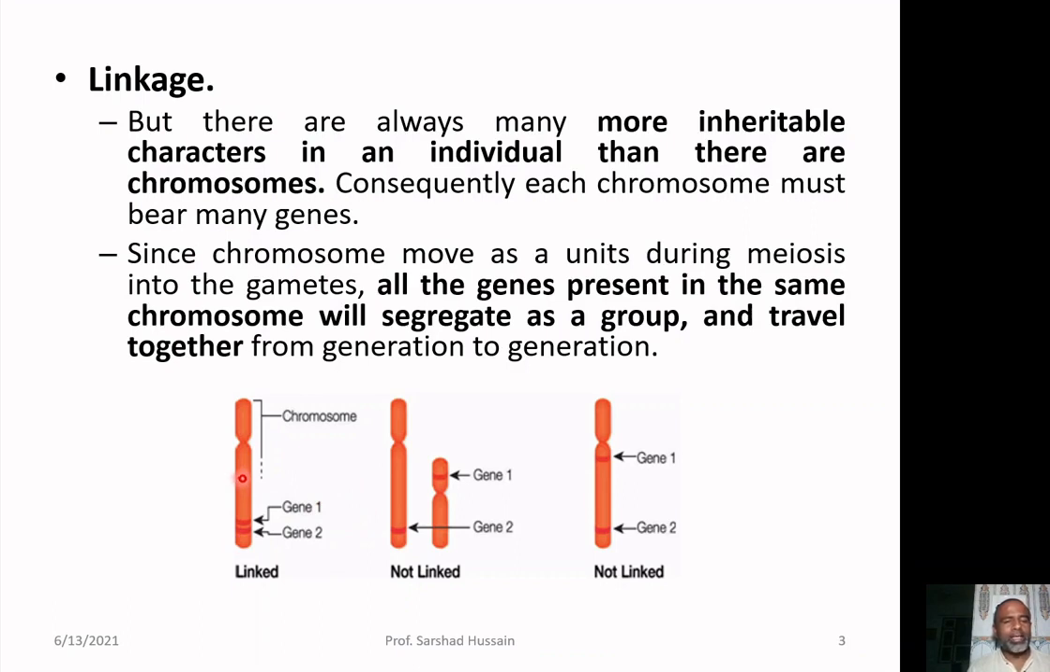So, in that case you may not be able to observe them separated in the generation. They will always go together, since the chromosome moves as a unit. Once the whole chromosome moves as a unit, gene 1 and gene 2 will go together. They will not be separated as explained by Mendel in the law of independent assortment.